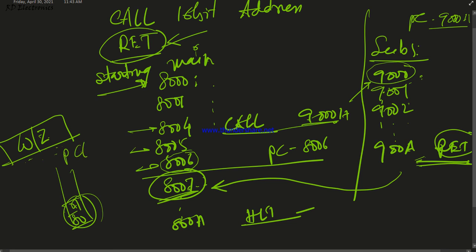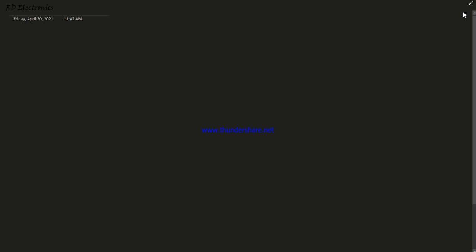That means the program counter high and program counter low contents are again 80 and 07, okay. The program counter high content will be 80 and the program counter low content will be 07. So again it starts from the 8007 location and keeps running. When the halt instruction is executed, the microprocessor will stop the program. So this is the concept of a single subroutine.